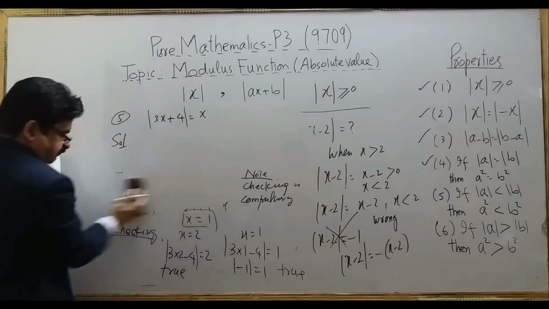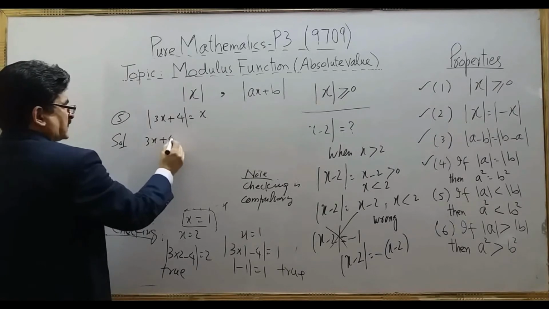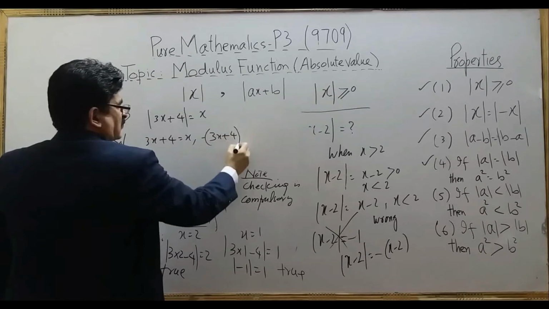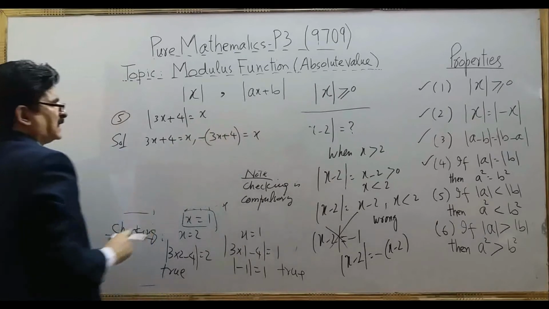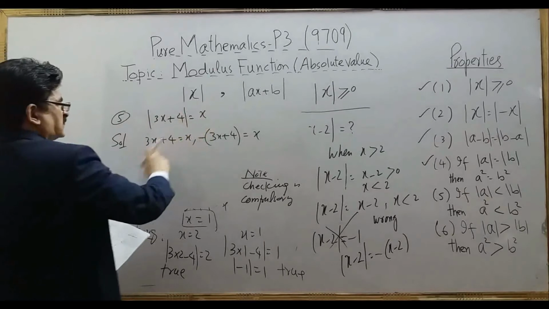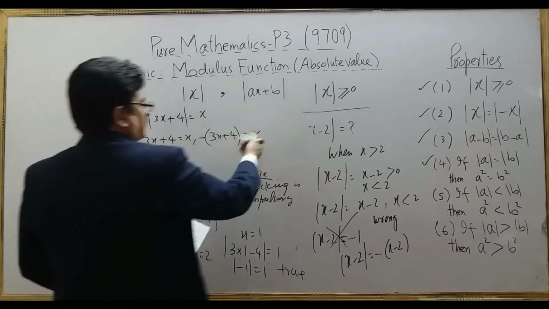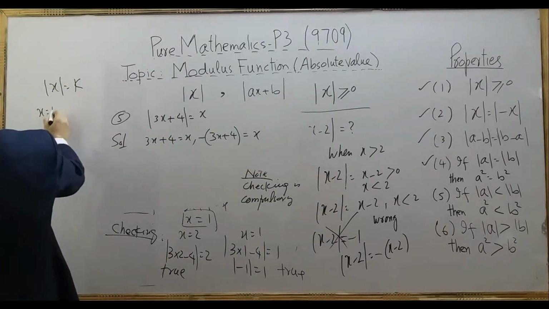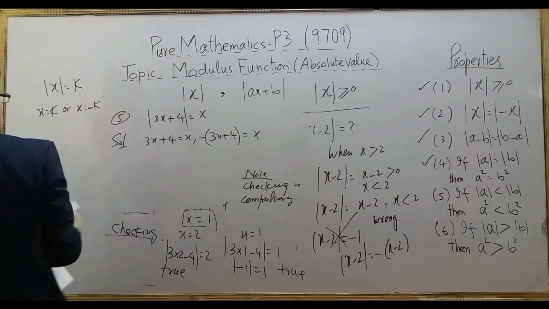Now we have 3x + 4 = x, and −(3x + 4) = x. You can put this minus on the left or right, because this function may be positive or negative. But given that it is equal to this, there is a simple property: when you have |x| = k, then x can be equal to k or x can be equal to −k.